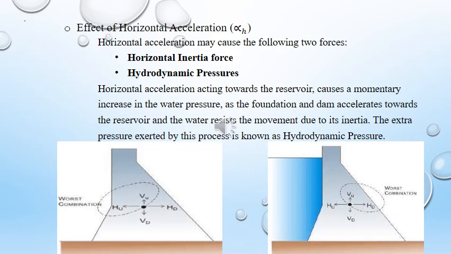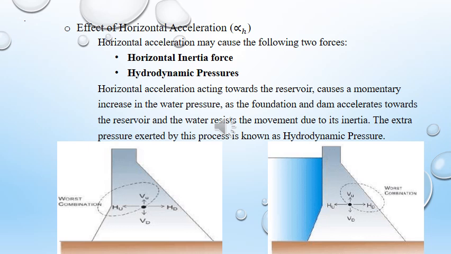Effect of earthquake in the horizontal direction. So, the effect of horizontal acceleration: horizontal acceleration may cause two forces, the horizontal inertia force and hydrodynamic pressure. Horizontal acceleration acting towards the reservoir causes a momentary increase in the water pressure.